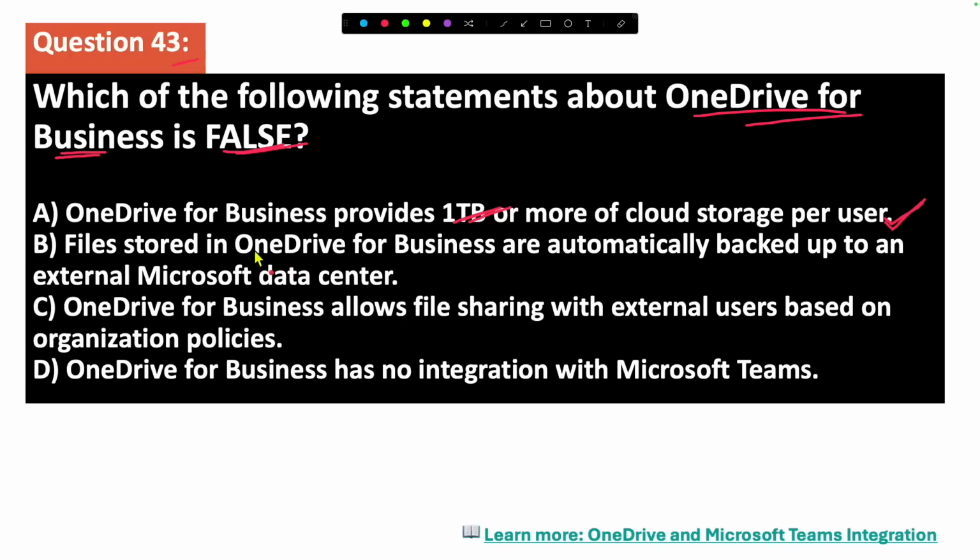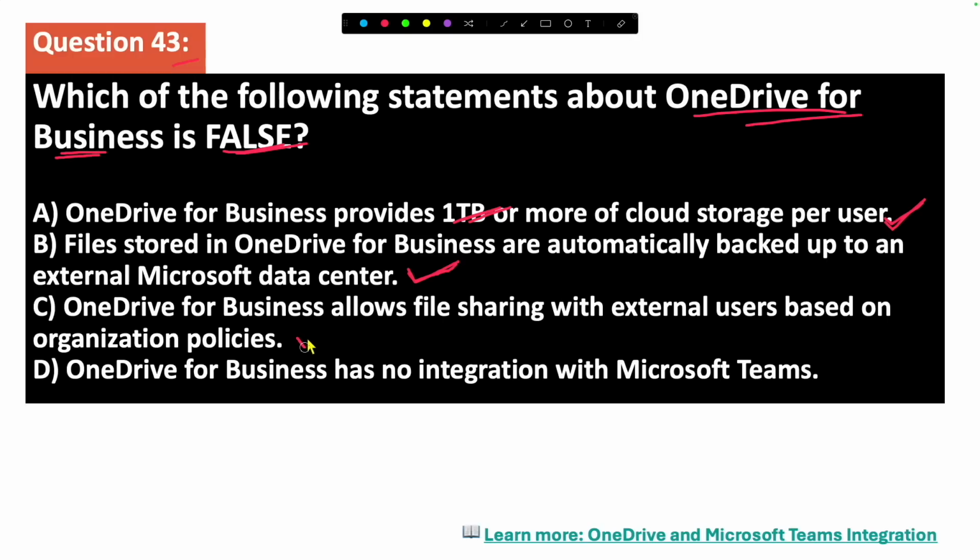Second is files stored in OneDrive for Business are automatically backed up to an external Microsoft data center. Correct. So anytime you upload a file to OneDrive for Business or move any information to OneDrive for Business, it will be automatically stored and backed up for you in an external Microsoft data center. So in case there is no internet connectivity, you can always keep it offline, or if you lose a local copy, you can always fall back to the cloud storage.